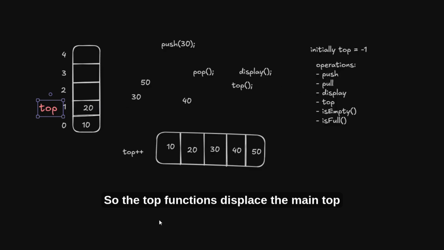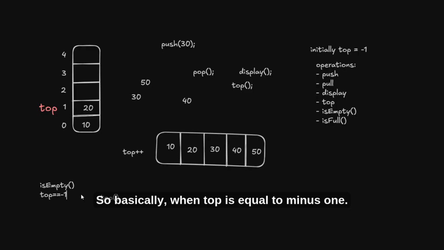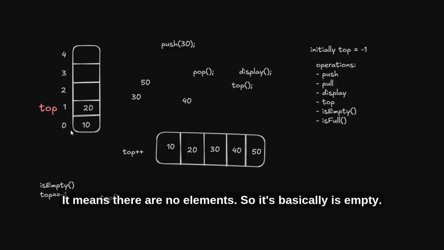So the top function displays the topmost element, the last added element. And is empty: can you think of how we will use the condition for is empty? So basically when top is equal to -1, it means there are no elements. So that's basically is empty.